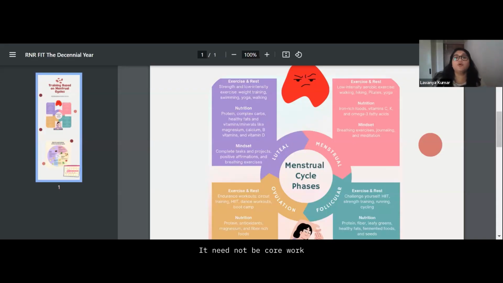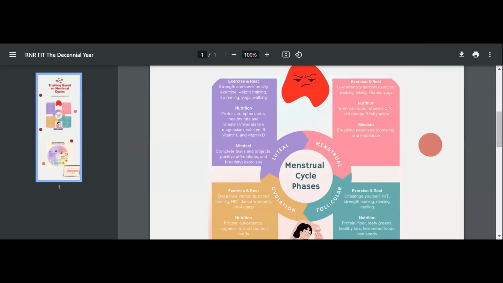It need not be core work, because with core work there would already be a lot of cramps, so you don't have to do that. But instead, you can focus on other regions of the body and work with it. So, this is when the cramps are going on. But apart from that, I hope that answers your question, Mrs. V.